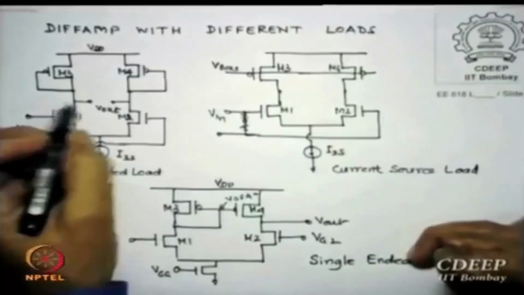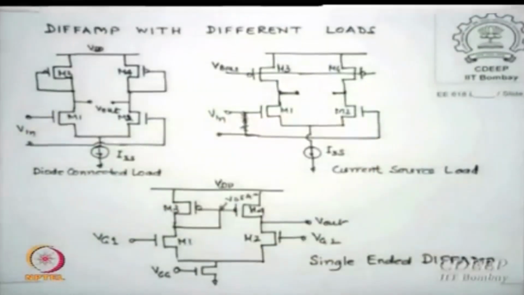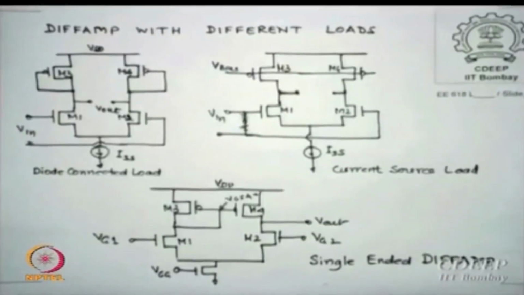The advantage of these two are essentially, I did not draw it, okay, here also, these are double ended outputs, whereas the third one, which is the most common diffam used in operational amplifier at the first stage, is a single ended output stage which is shown here.